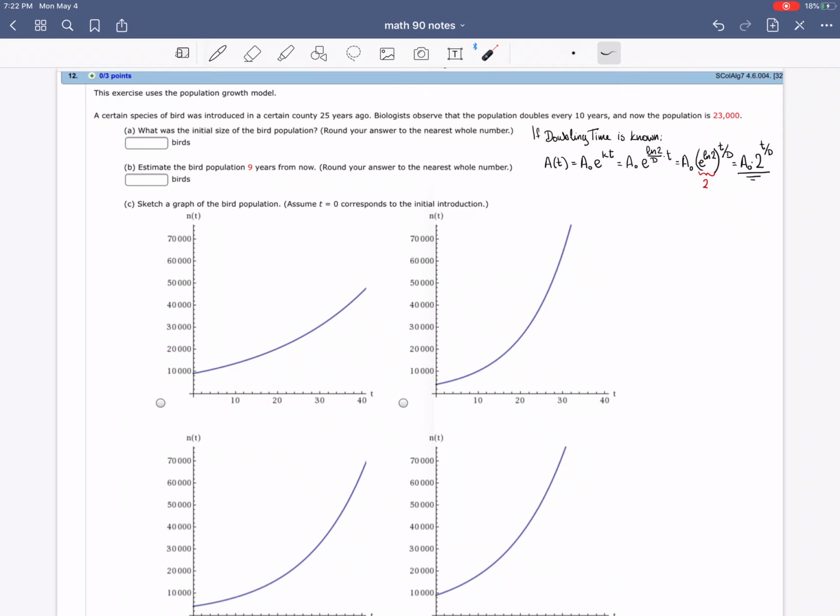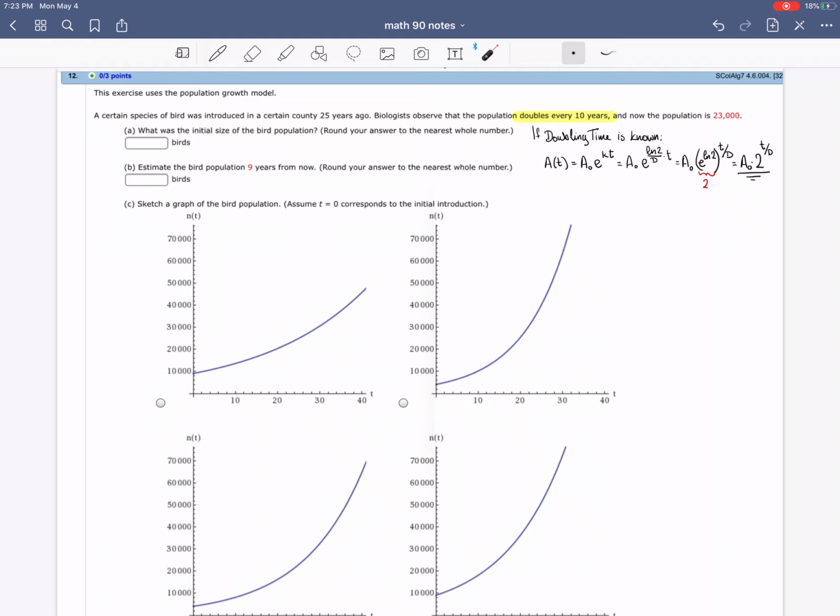So let's read the problem together. A certain species of bird was introduced in a certain country 25 years ago. Biologists observed that the population doubles every 10 years. So I'm actually going to go ahead and highlight that. We know that the population doubles every 10 years. And now the population is 23,000. Notice the 23,000 is in red, which means the different ones of you are going to have a different number there. A, what was the initial size of the bird population?